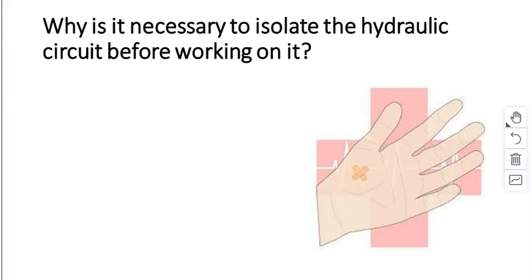Okay, number 25, we're almost done here. Why is it necessary to isolate the hydraulic circuit before working on it? We sort of talked about this before, but we need to reiterate this in this presentation as well. You never work on live hydraulic circuits. It could be lethal to you. The pressures are so high that they could kill you.